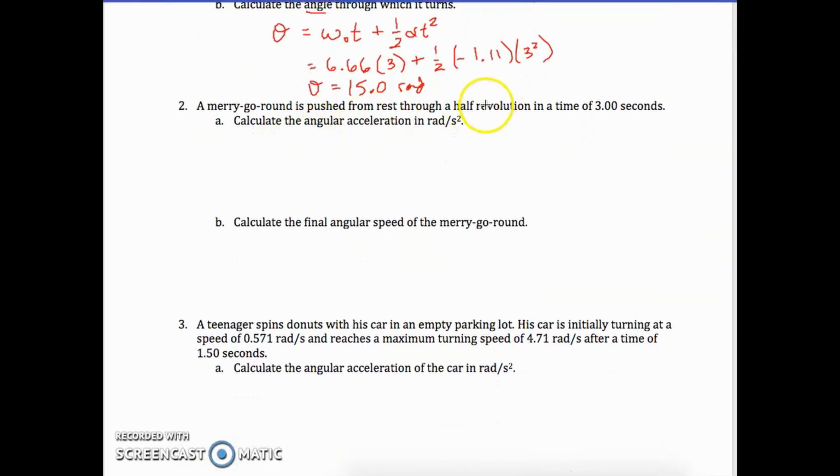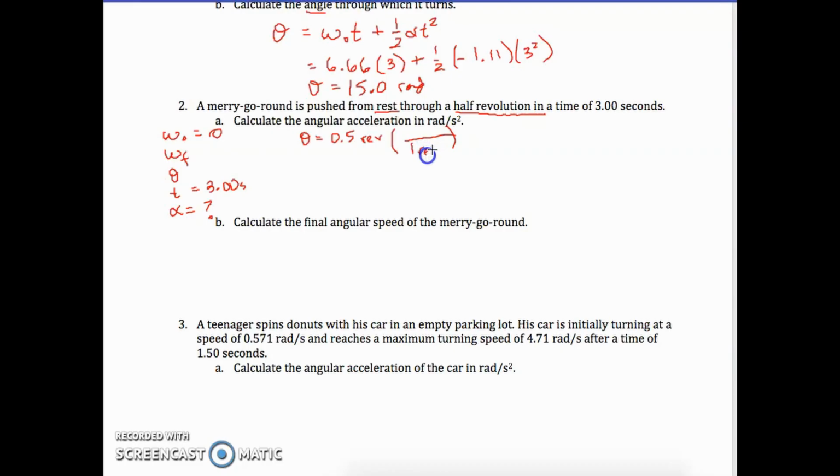Which brings us to number 2, where we're told it turns through half a revolution. That is an angular measure that is not in radians. So as we come over here to make our list of givens, we're asked to calculate the angular acceleration, and you're told the units that you need to have. And it starts out from rest, so that'll be a 0. Goes through a time of 3 seconds again, and this time it's half a revolution. So the first thing we're going to need to do is convert from half a revolution into radians.